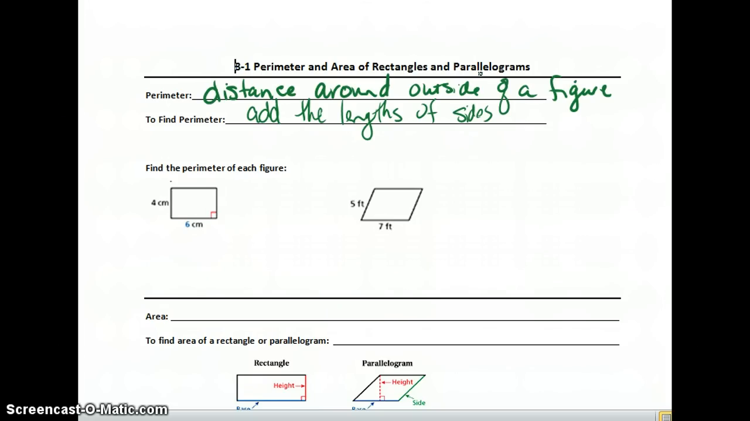I want you to hit pause right now and find the perimeter of each of these figures. Please note that this figure is a parallelogram. Okay, so go ahead and hit pause now, try these examples, and we'll come back in a second.